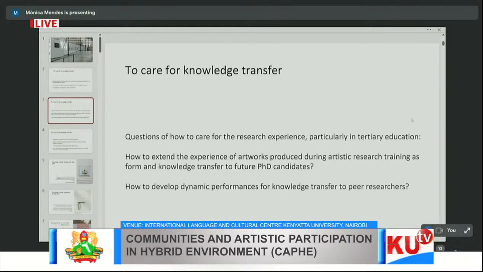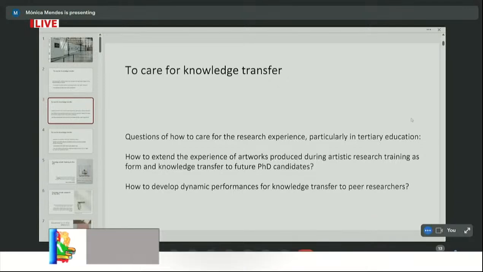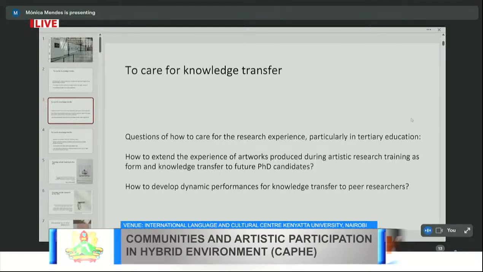So how to extend the experience of the artwork produced during artistic research training as a form of knowledge transfer to future PhD candidates. So it's about caring also about future PhD candidates, and also about how to transfer knowledge to peer researchers.